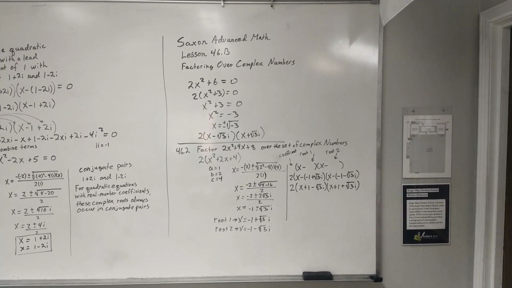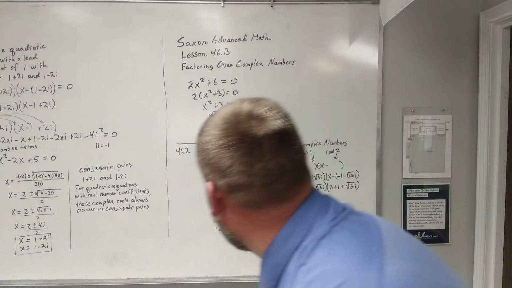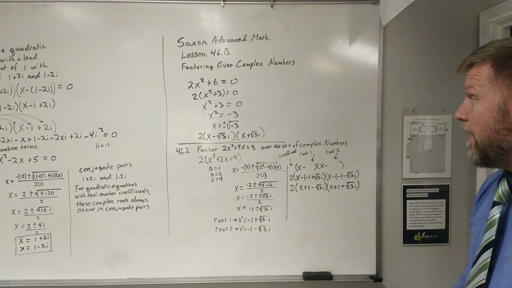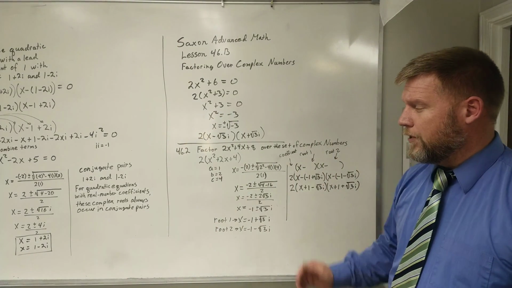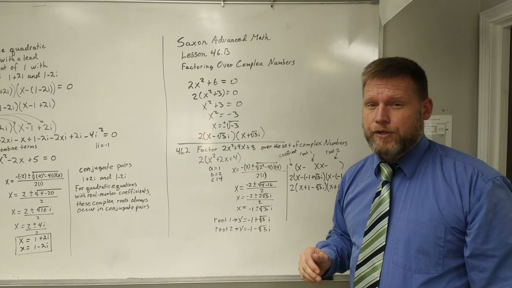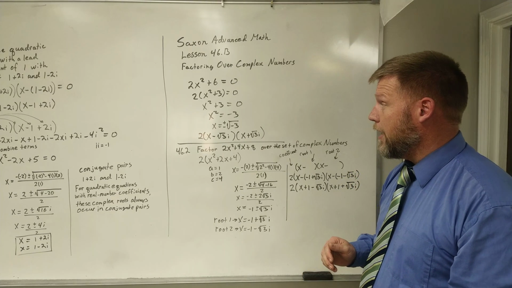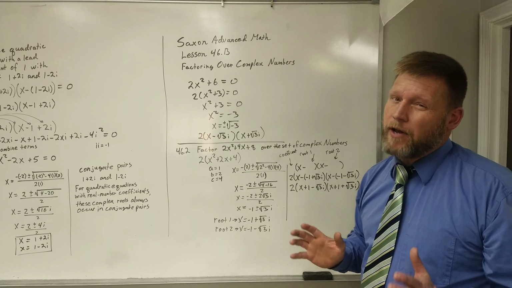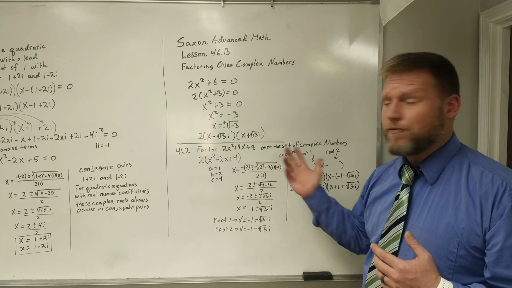This is the second part of the Saxon Advanced Math lesson 46B, and that's factoring over complex numbers. Now, this is going to look very similar to what we just accomplished in 46.A because I did a little bit of it ahead of time just to prep you for this.